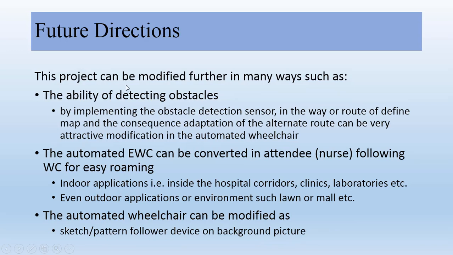Future direction. This project can be modified further in many ways. For example, the ability of detecting obstacles means that by including the obstacle detection sensor in our project, the way or the route of predefined map and the consequent adaptation of the alternate route can be very attractive modification in the automated wheelchair.